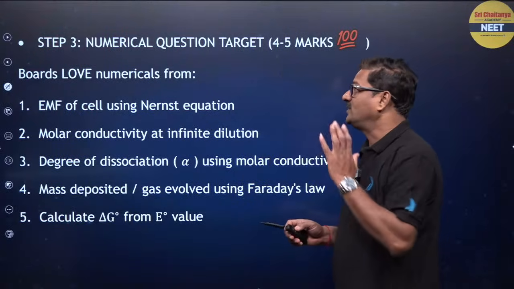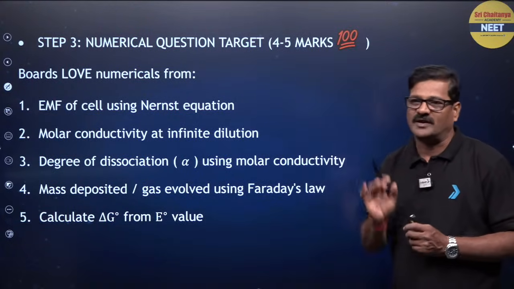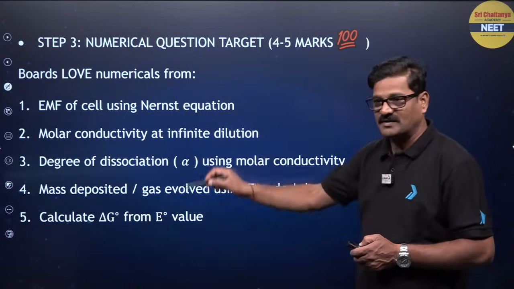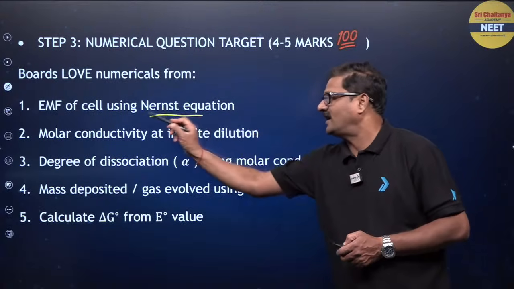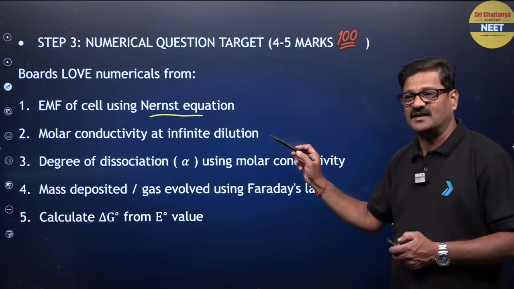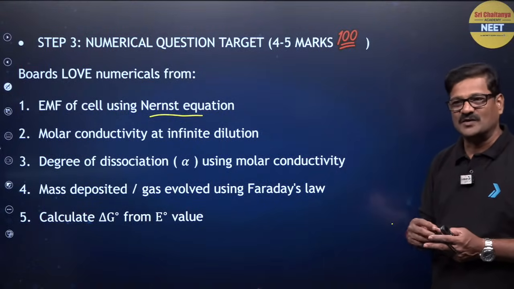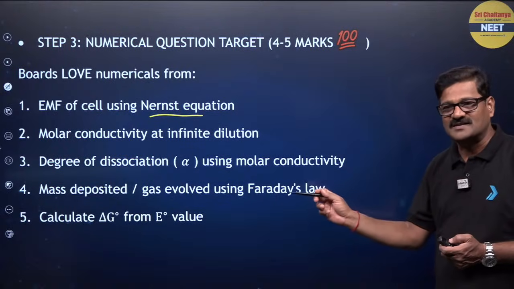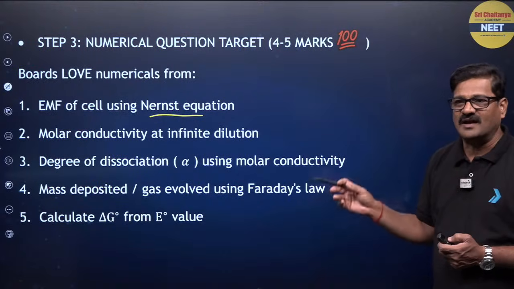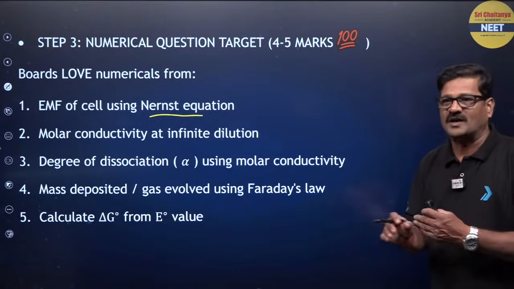Moving ahead, step 3, numerical based. You have to practice at least 6 to 10 numericals per day, bacho. Boards love numericals from these 5 aspects: EMF of the cell by using direct Nernst equation formula application, molar conductivity at infinite dilution, so limiting molar conductivity, and degree of dissociation alpha using molar conductivity, Faraday's laws, mass deposited or gas evolved during Faraday's first law or second law applications, and calculating delta G and cell potential values from the Nernst equation again.